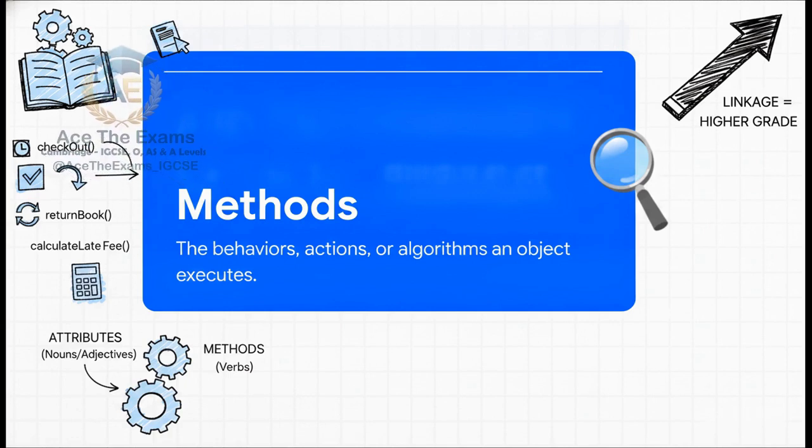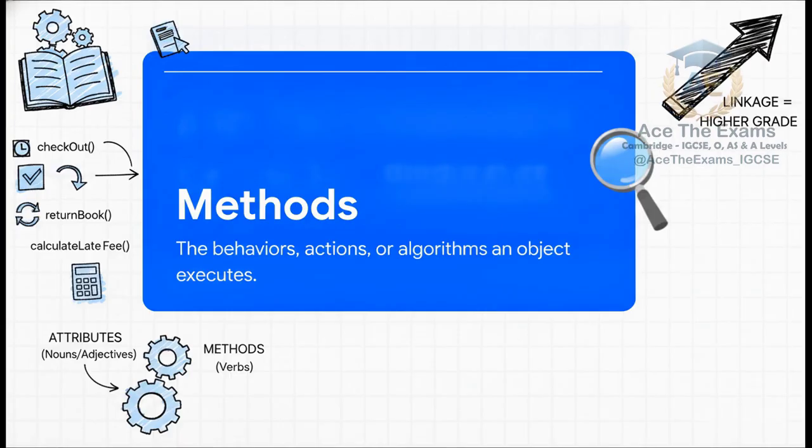Understanding and explaining this exact linkage in your answers is what pushes you up those grade boundaries from a B to an A star. It shows you understand the dynamic relationship within the code, not just static definitions.